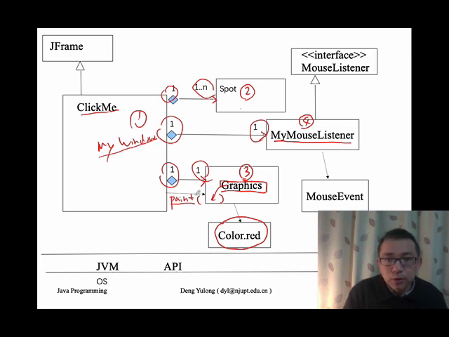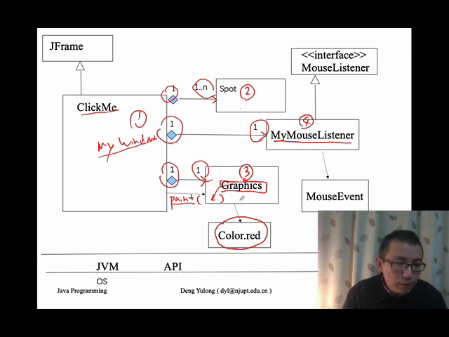Okay, so you must understand that in the object world, between two objects, they may have more than one relationship. As here, for example, ClickMe and Graphics. Between them, we have two different kinds of relationship. One is composition, another one is dependency. Okay, and between Graphics and Color, it's a dependency.